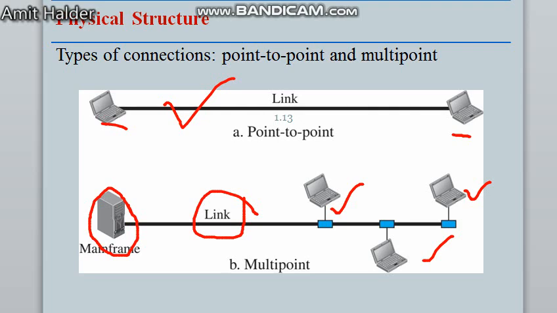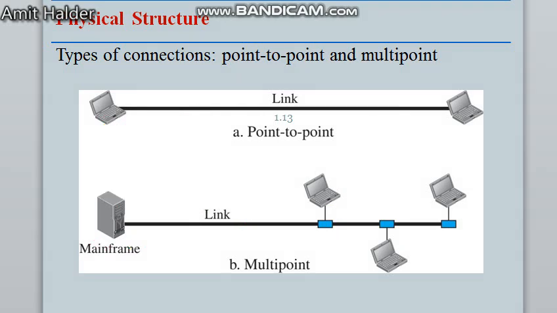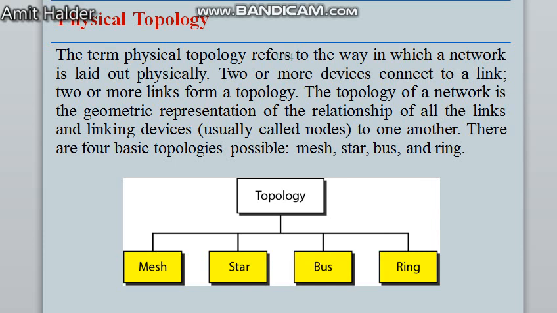Now, my dear students, we will go to the next part. That's a very important part. It's known as physical topology. What is physical topology? Physical topology refers to the way in which a network is laid out physically. That means the way of connection between them. Two or more devices connect to a link. Two or more links form a topology. The topology of a network is the geometric representation of the relationship of all the links and linking devices, usually called nodes, to one another. So that's the definition of the topology.